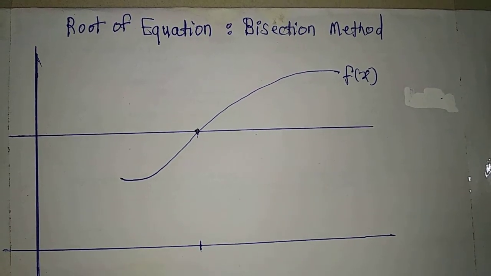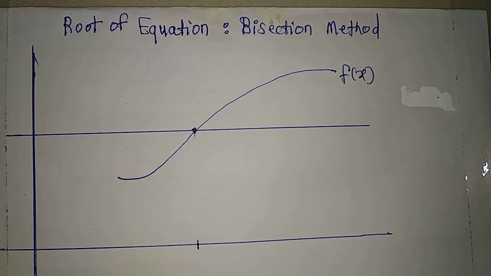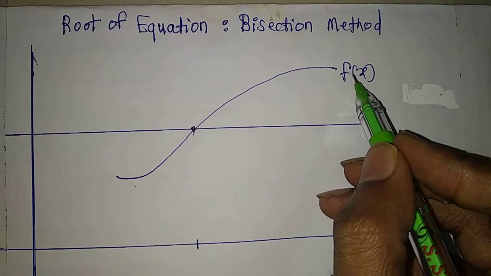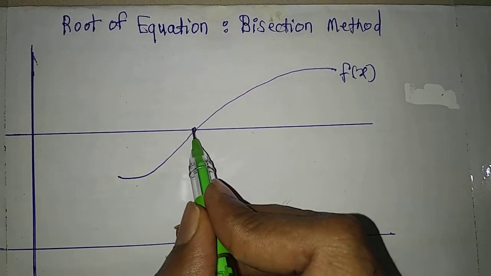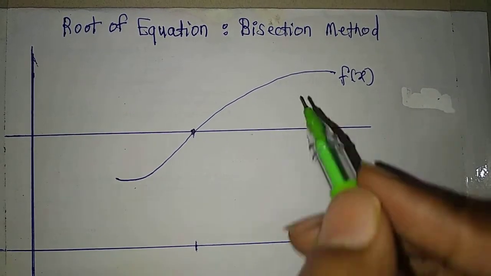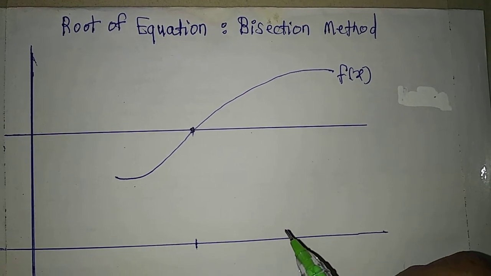Hello friends, today we are going to learn the bisection method, which is used to find the root of an equation. Suppose we have a curve having the equation f of x, and this is the root of the equation. So we have to find the root of this equation by using a numerical method.